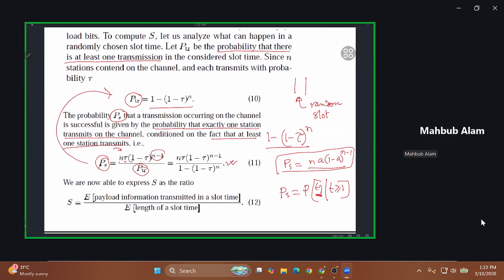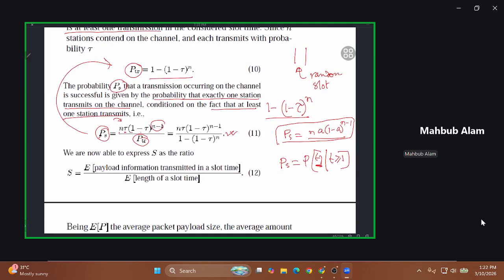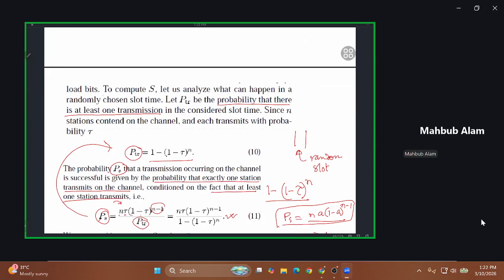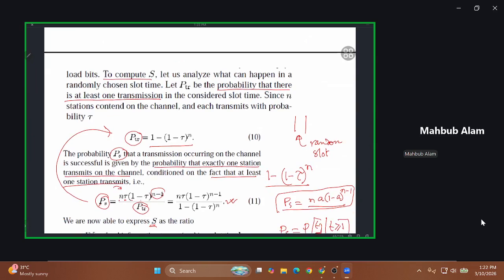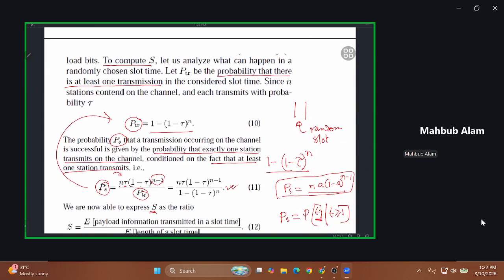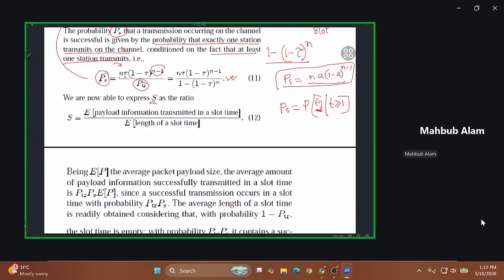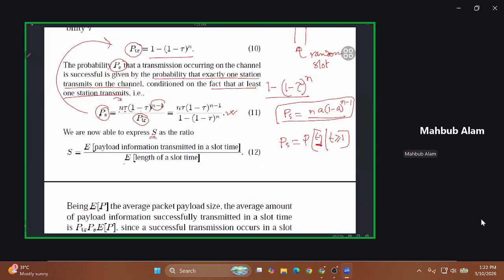Now, how can you express S? What is S? I think S is the successful bits transmitted in a slot. And then in a slot, what is the length of a slot? The length of a slot is variable. Here, a slot can be of length sigma. That means a free slot during which a station checks whether the channel is free or not, and it decreases the backoff counter. Then we have a slot time.